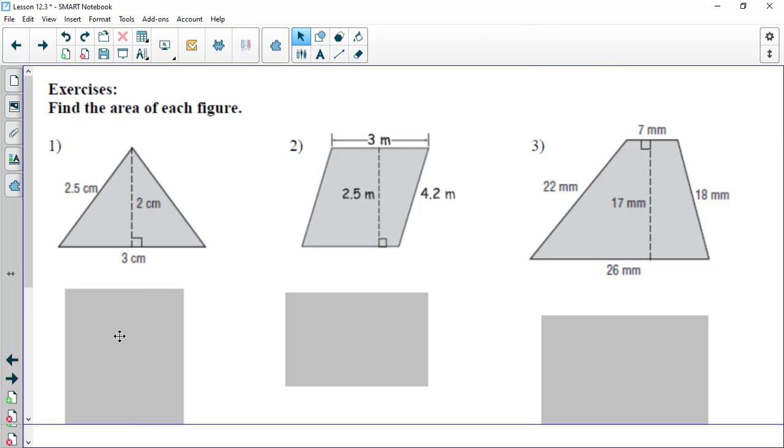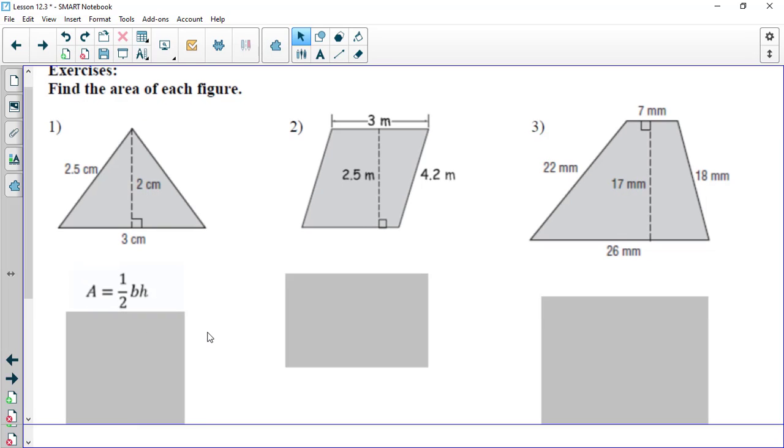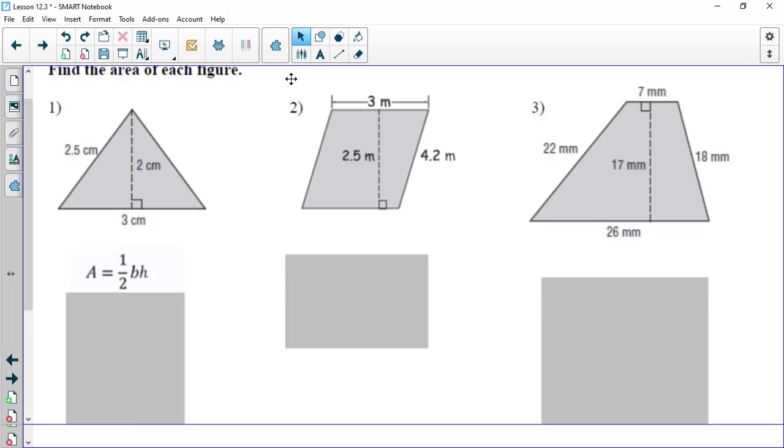So first thing I'm going to do is jot down the formula, and I apologize the quality of this work isn't as good since I copied it from an answer key that I had. Now I have to identify the base and height. They're going to intersect at a 90-degree angle. I see a 90-degree angle here, so that tells me that my height is going to be 2 and my base is going to be 3.